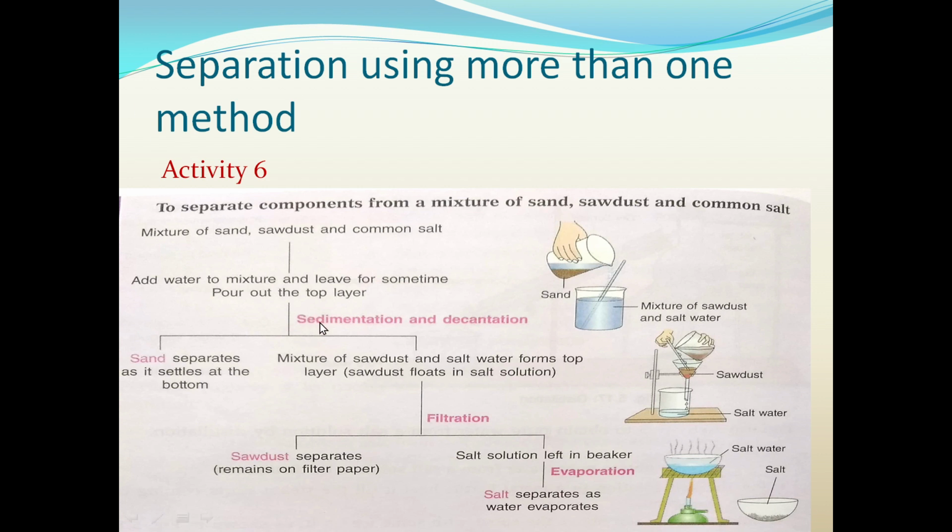So using sedimentation and decantation, we are separating sand. By using the next step, filtration, you can separate sawdust. In the third step, you can separate salt from the water. Here again we can do one more process. We can even get the water. We can condense the water as we have done in the distillation process using a fry pan with ice at its back, and water can also be condensed and we can get distilled water.